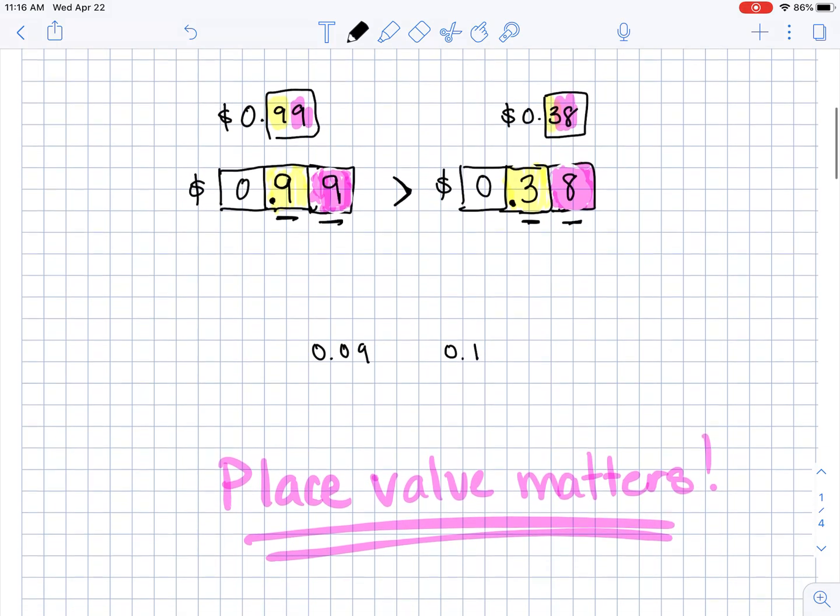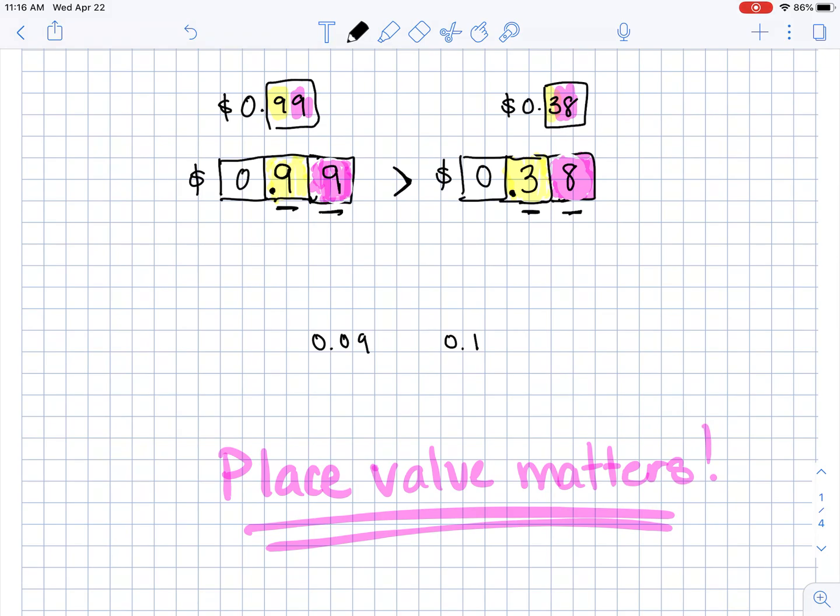Okay, keep that in your brain. We're going to explore this a little bit more. This is where you're going to get tricked, boys and girls. We're going to see this on our work today. What's more, 9 or 1? Do not be fooled. This is going to get you. Watch this.